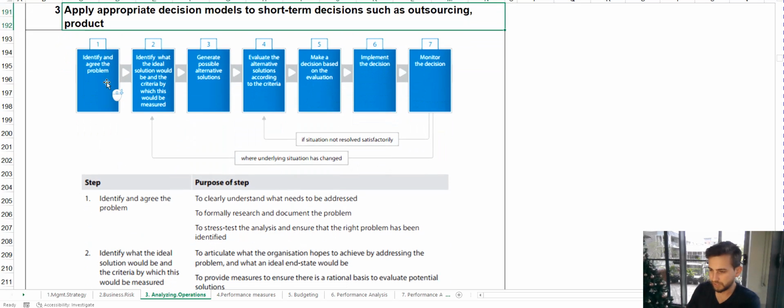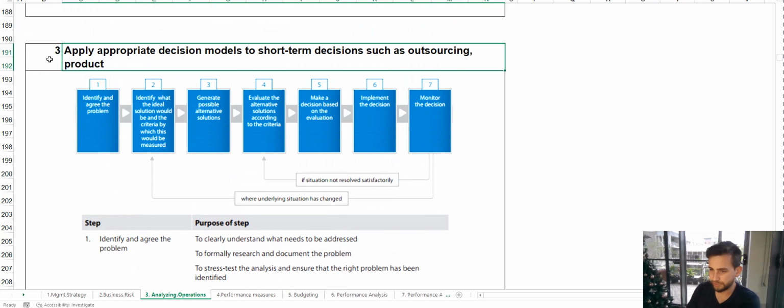Okay, so the CSG actually puts forward this 7-step process to do this. So number 1 is identify the problem. Number 2 is identify what the ideal solution is. Number 3, generate alternative solutions. Number 4, evaluate alternative solutions according to the criteria. Number 5, make a decision based on the evaluation. Number 6, implement the decision. Number 7, monitor the decision.